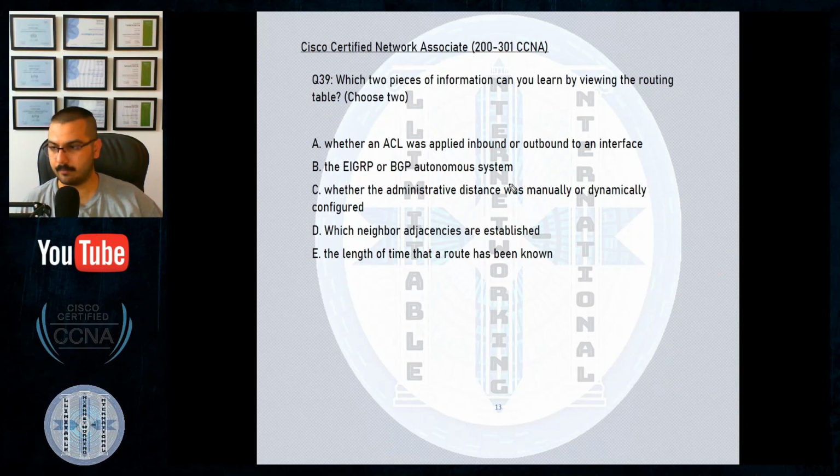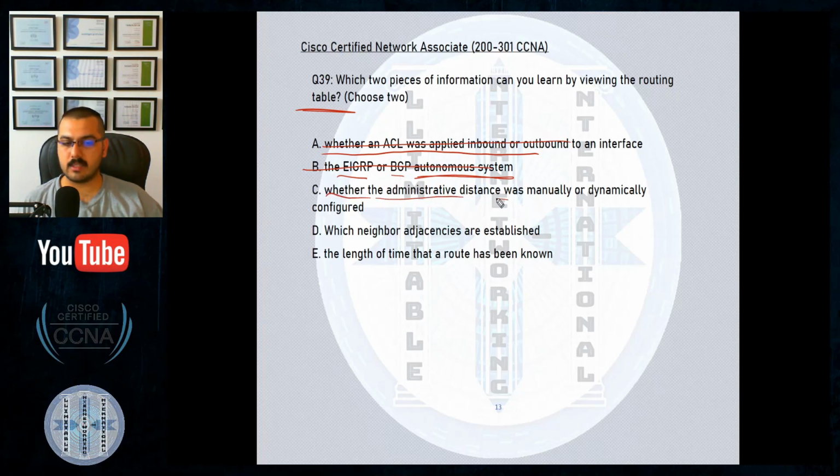Okay, 39. Which two pieces of info can you learn by viewing the routing table? Okay, the components of a routing table. A. Whether an access list was applied? No. You know routing tables do not show that. B. The EIGRP or BGP autonomous system. No, EIGRP will definitely not be showing. Neither BGP. BGP can show the BGP autonomous system by the command show BGP neighbor and some other commands.